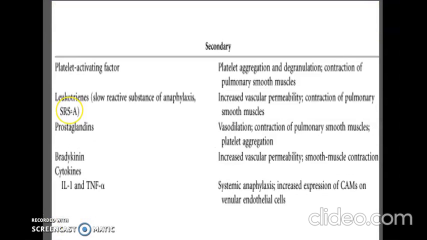The secondary mediators include the platelet activating factor that results in platelet aggregation and degranulation, and contraction of pulmonary smooth muscles. Then there are leukotrienes that cause increased vascular permeability and contraction of pulmonary smooth muscles. Then there are prostaglandins that result in vasodilation, contraction of pulmonary smooth muscles and platelet aggregation. There is bradykinin, which increases vascular permeability and smooth muscle contraction. And there are cytokines which cause systemic anaphylaxis.